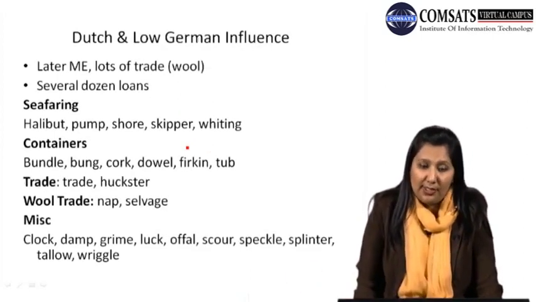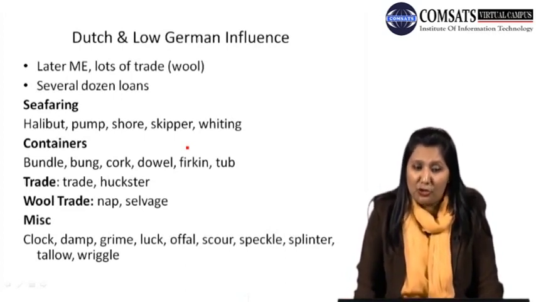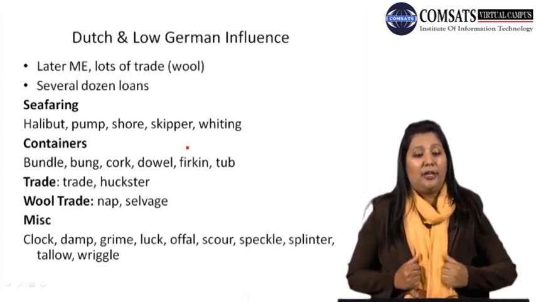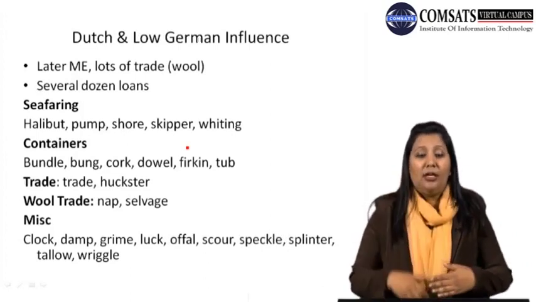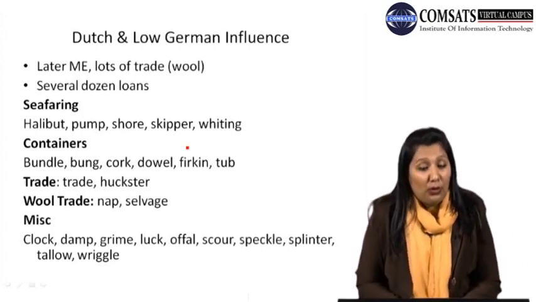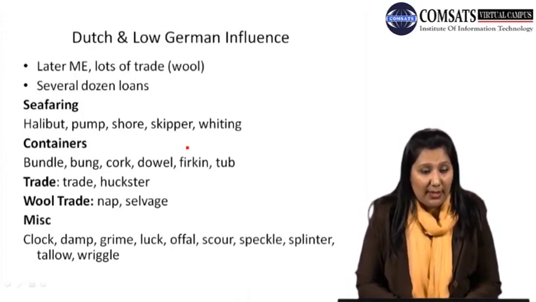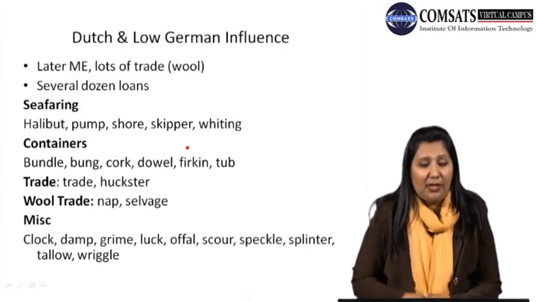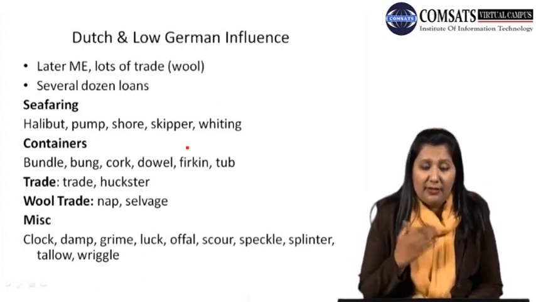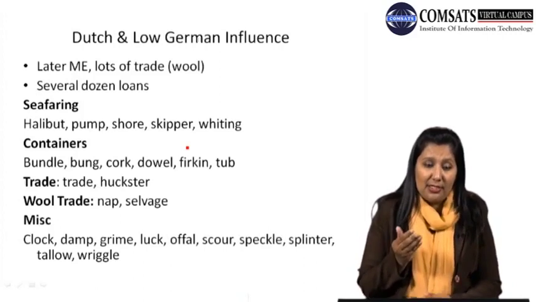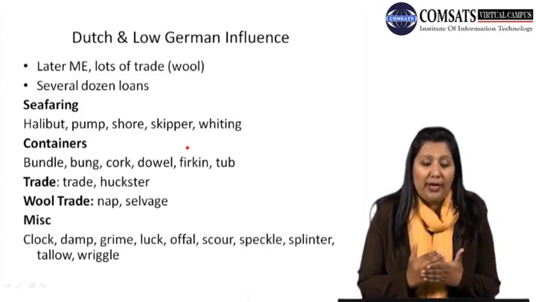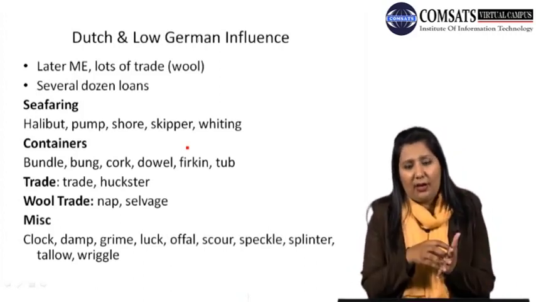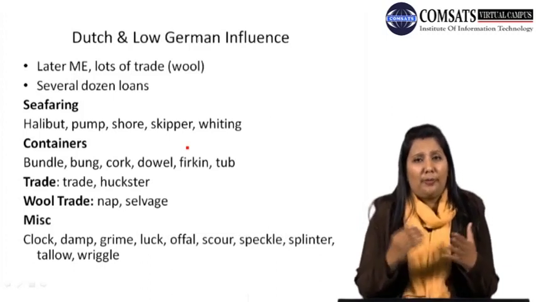Dutch and Low German influence were also there on English vocabulary and grammatical structure, and these are later Middle English. For example, lots of trade, for example wool, as well as several dozen loans that we have found in it. Seafaring, for example: the words related to seafaring, the words related to containers, the words related to trade, wool trade, and miscellaneous words have come from Dutch and Low German influence.